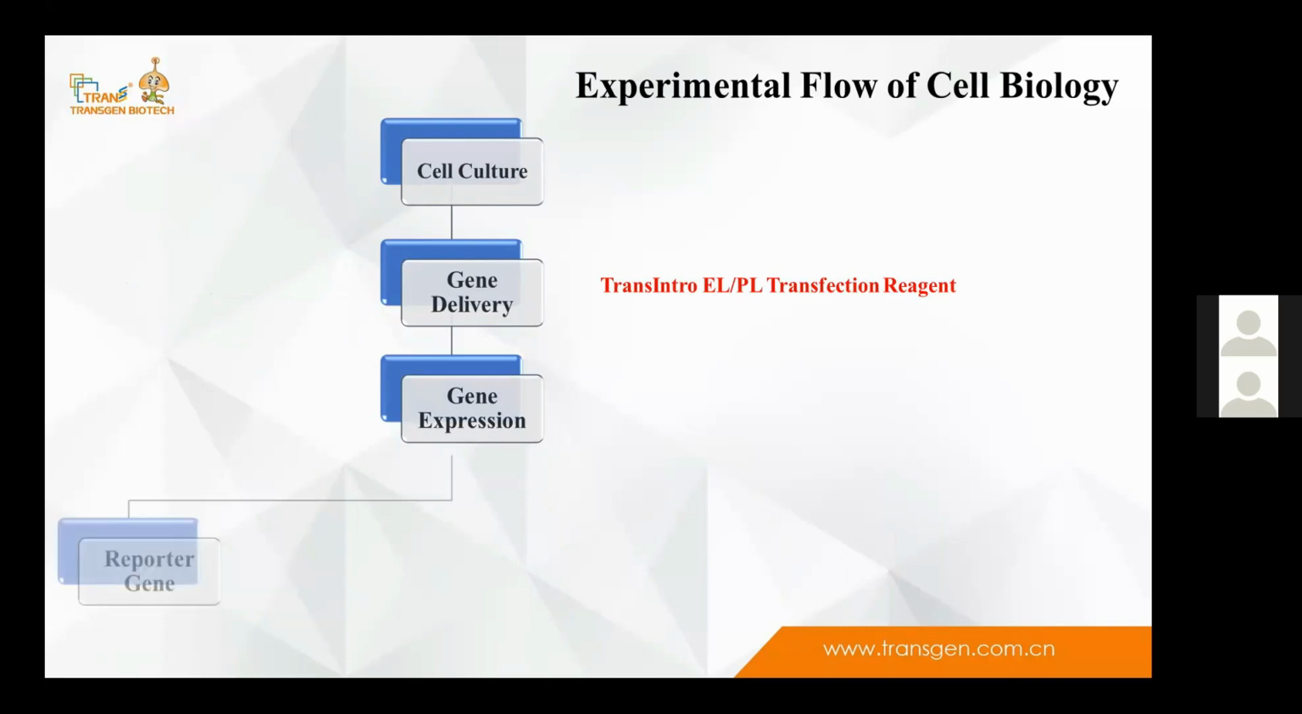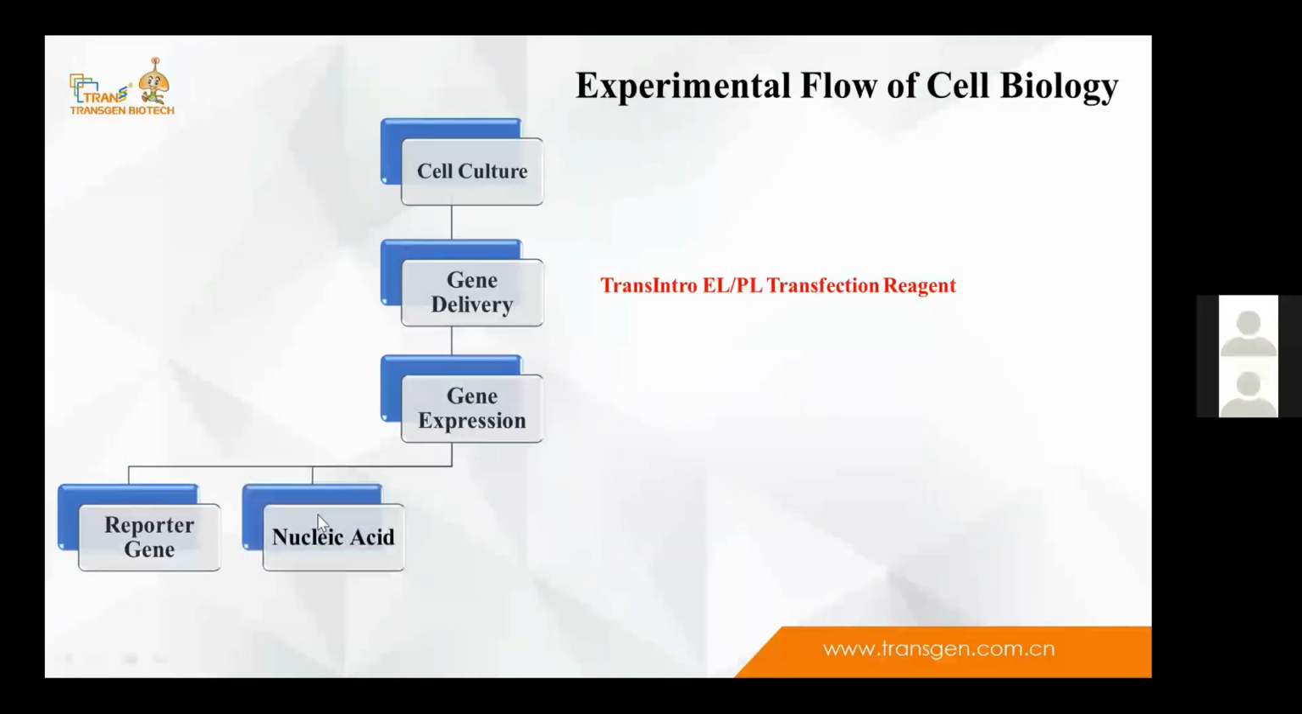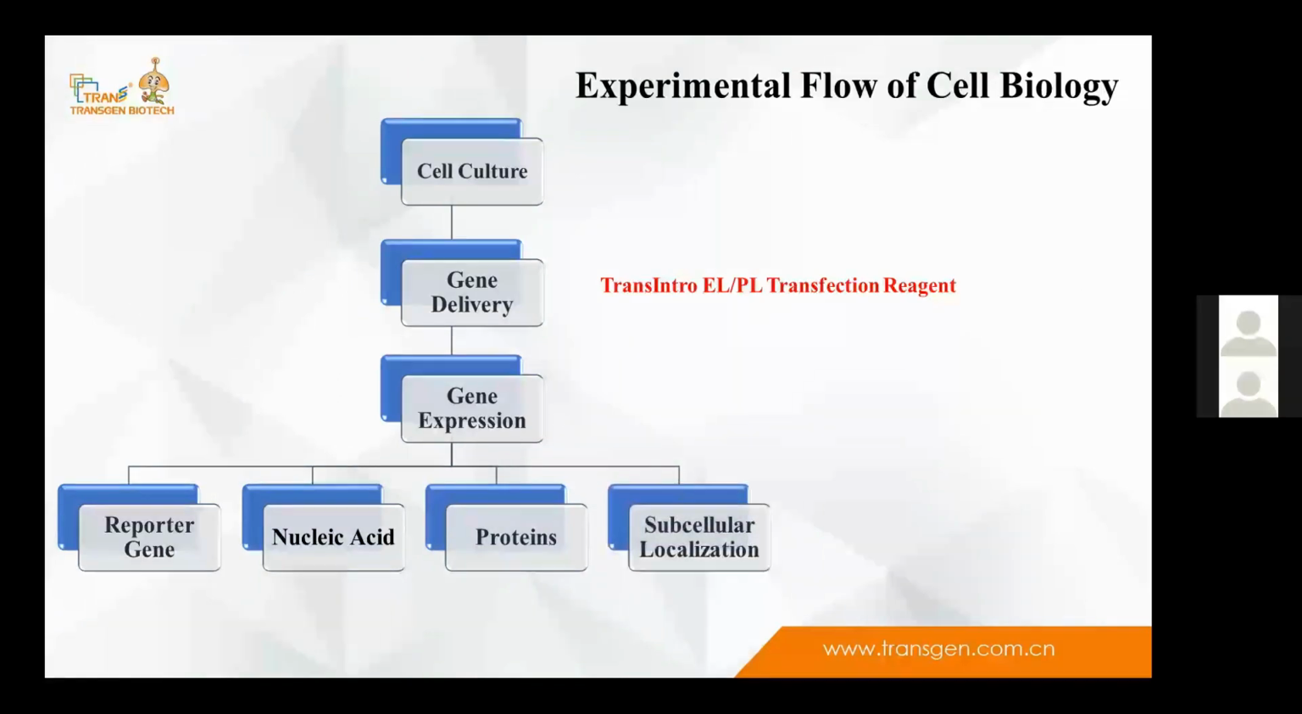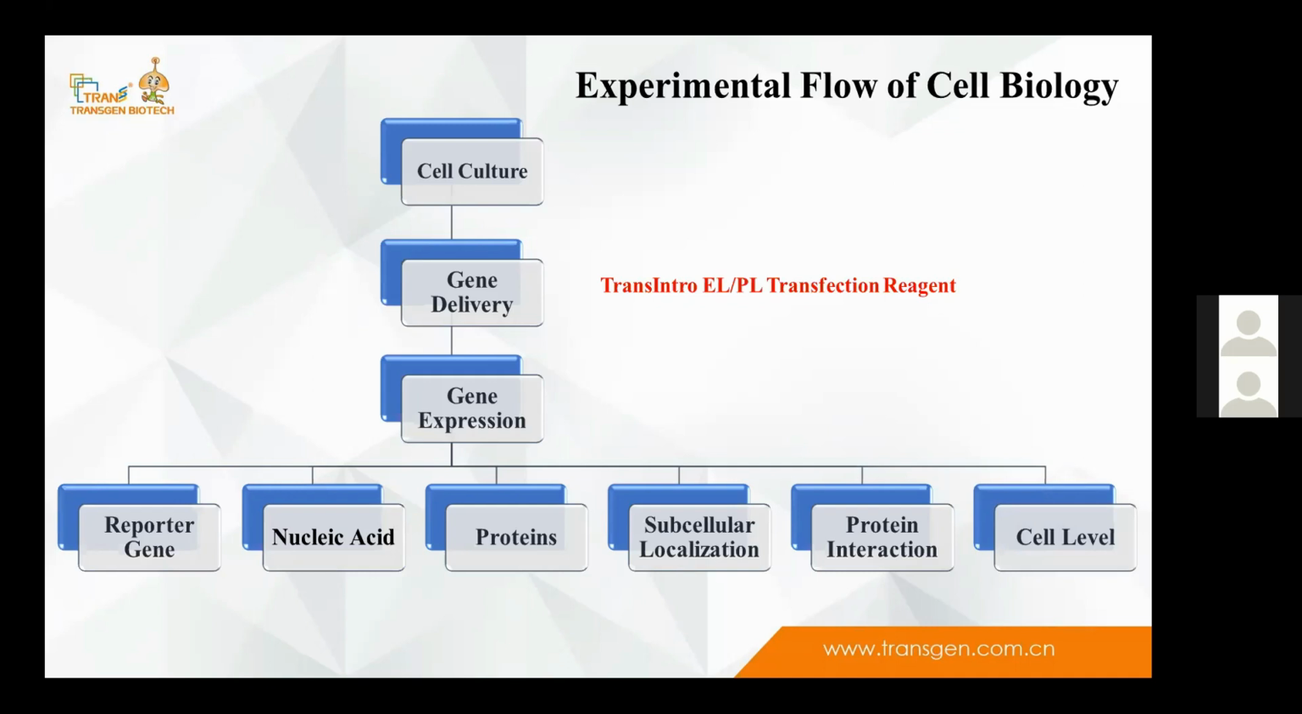Gene expression includes many levels. For example, this one is the reporter gene, which shows the transcription level. And then the nucleic acid level, shown by qPCR systems, can reference the mRNA level. And then we can detect the protein level with the help of Western blot and ELISA. Then for subcellular localization, we can use the microscope to detect the protein's subcellular localization. And then there is protein interaction. And the final part is the cell level for the whole system. So we can focus on CCK or MTT to measure cell activity, or apoptosis, at the cell level.